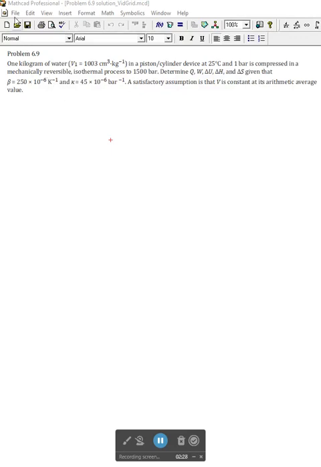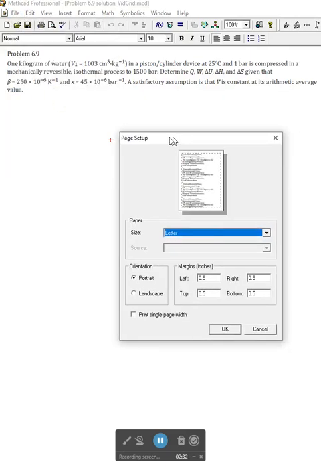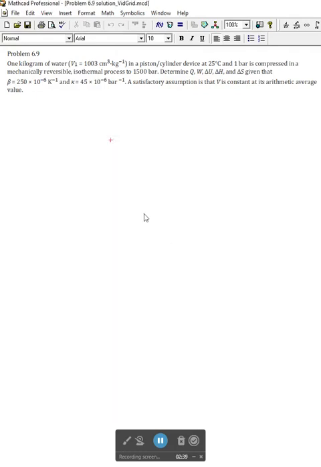The first thing that I do when I open up a MathCAD file is I always change the page setup, because the default margins are 1.2 inches. I don't like that, so I always change it to 0.5 inches. So you can do that if you like.